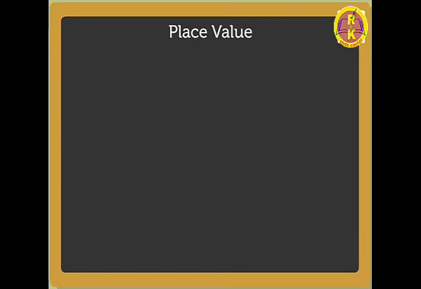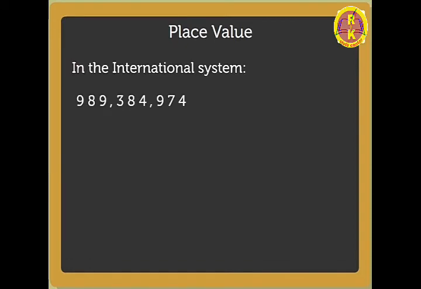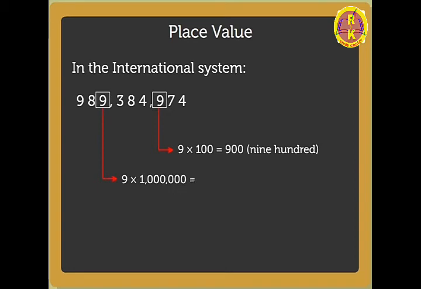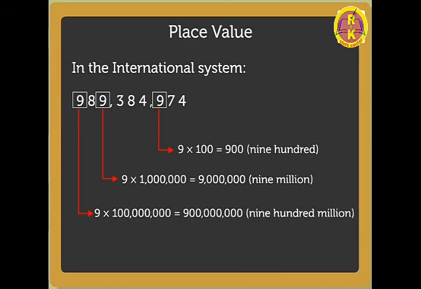Now, let us see the place values of 9 in the international system. We will start from the right. 9 into 100 is equal to 900. 9 into 1 million is equal to 9 million. And 9 into 100 million is equal to 900 million.